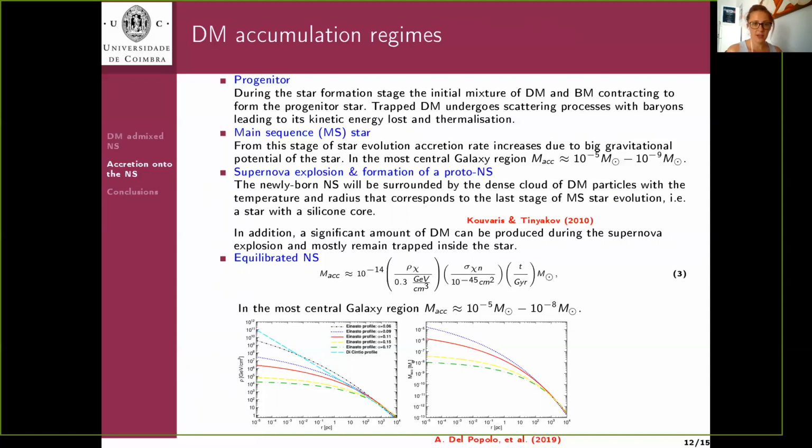Then during the stage of supernova explosion and formation of the proto-neutron star, we can say that the newly born neutron star will be surrounded by a dense cloud of dark matter with a temperature and radius that corresponds to the previous stage, the main sequence star stage. And at the same time, the supernova explosion can lead to production of new dark matter inside the star. And mostly this dark matter will be trapped inside the star. And then the last stage, the equilibrated neutron star, also will continue to accrete dark matter. And depending on the distance from the galaxy center and the cross-section of the baryon matter, the amount of accreted dark matter material is in the range between 10 to the minus 8 up to 10 to the minus 5 solar masses.